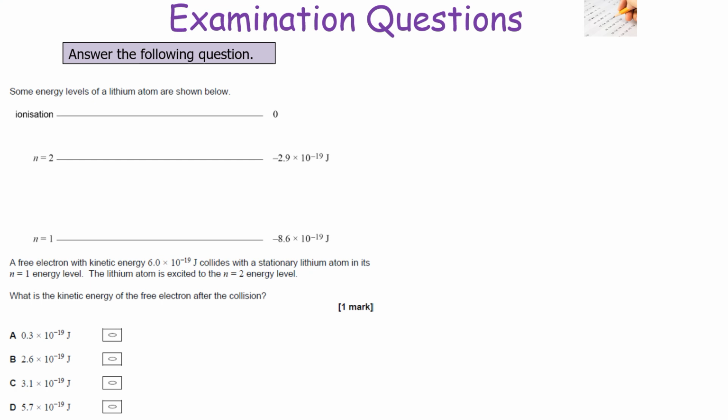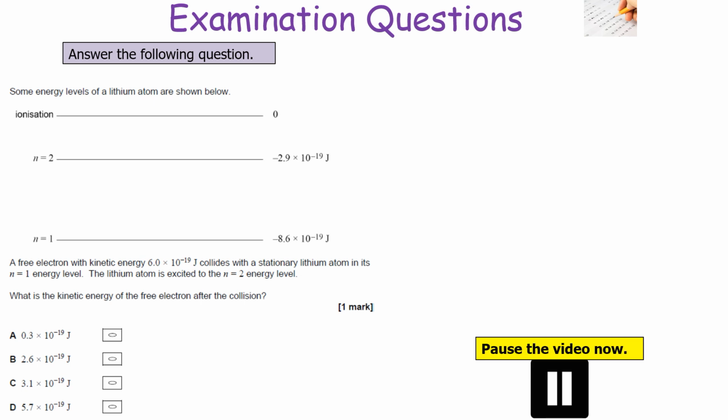Some energy levels of a lithium atom are shown below. A free electron with a kinetic energy of 6 times 10 to the minus 19 joules collides with a stationary lithium atom in its n equals 1 energy level. The lithium atom is excited to the n equals 2 energy level. What is the kinetic energy of the free electron after the collision? Pause the video now, then unpause the video when you want to go through your answer.